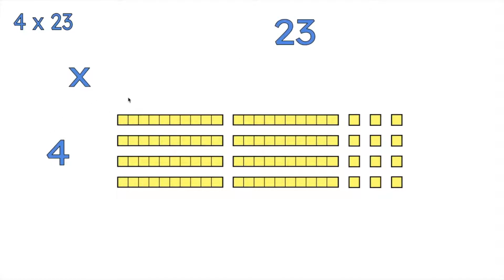Now, we have 4 times 23 because there's 4 rows and each have 23. We broke down or decomposed 23 into smaller parts. 23 is really, in this question, 20 and 3. 20 times 4 is this area right here. We have 4 groups of 20: 1, 2, 3, 4 groups of 20. And then we have 4 groups of 3 right here: 1, 2, 3, 4 groups of 3.